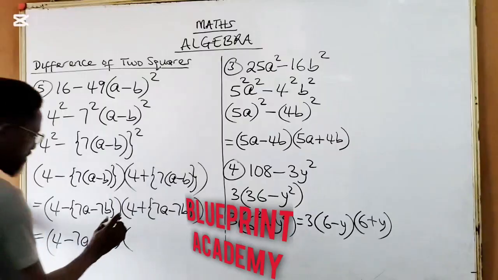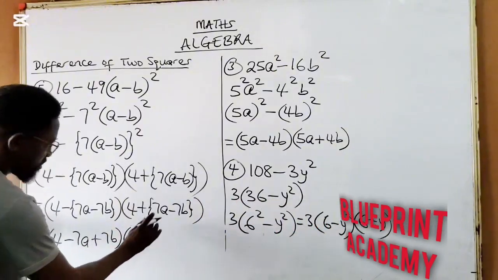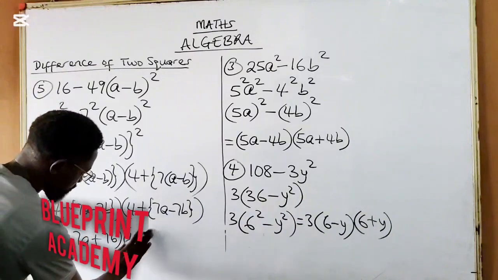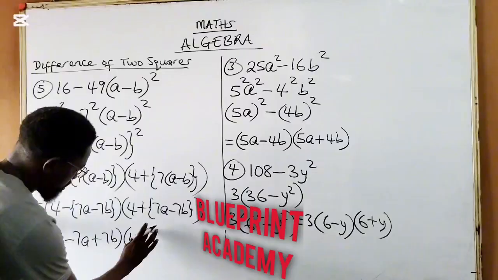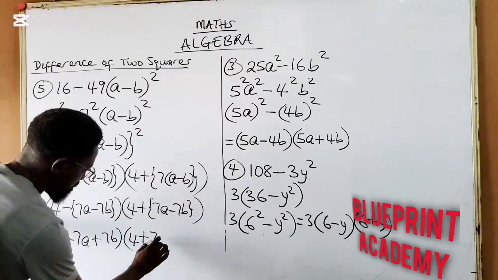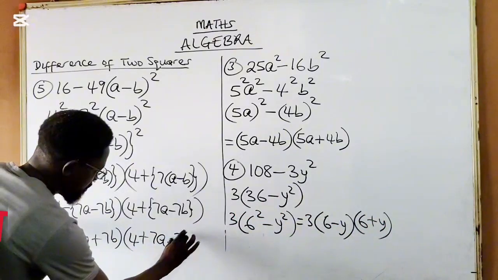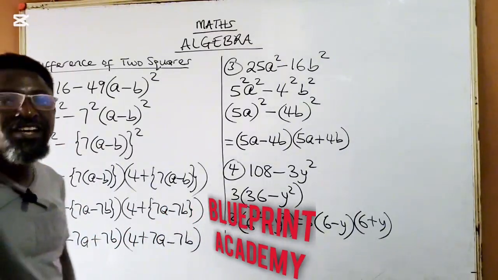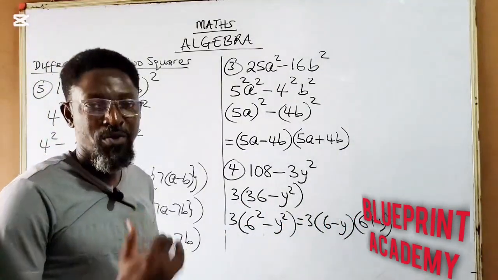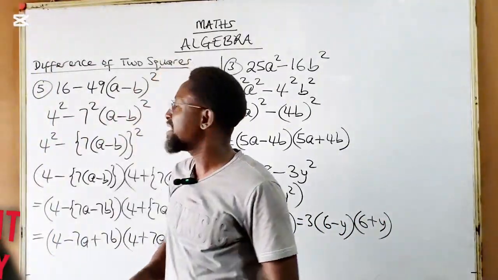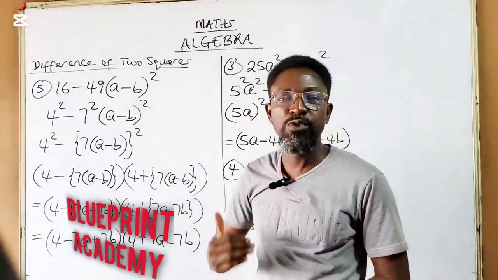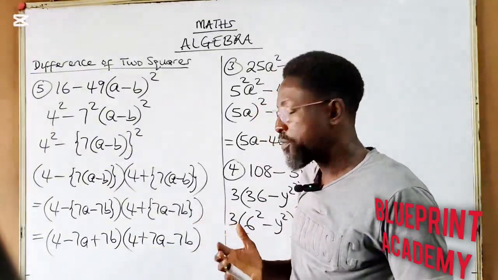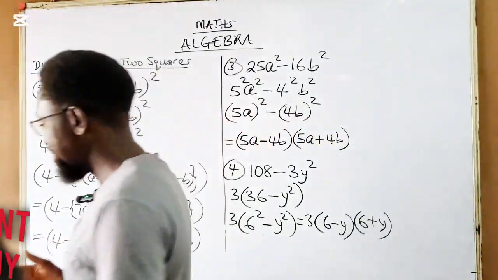We open the next brackets. We have 4 plus. Everything in the bracket remains because we have plus outside the bracket. So I have 7a minus 7b. So that is the answer to that particular question. Now this is how you apply the difference of two squares in solving questions under algebra. Now let's proceed. Let's look at the next thing.